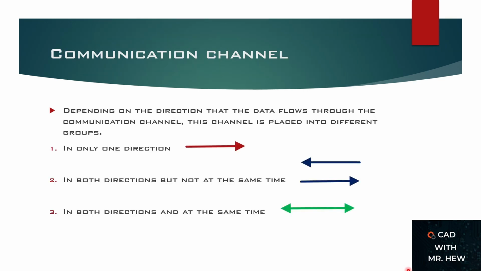Communication channel. Depending on the direction that the data flows through the communication channel, this channel is placed into three different groups. The first group, the data flows through the communication channel in one direction as indicated by this red arrow. In the second group, we have the data flowing through the communication channel in both directions, but not at the same time. Group 3, the data flows through the communication channel in both directions and at the same time.